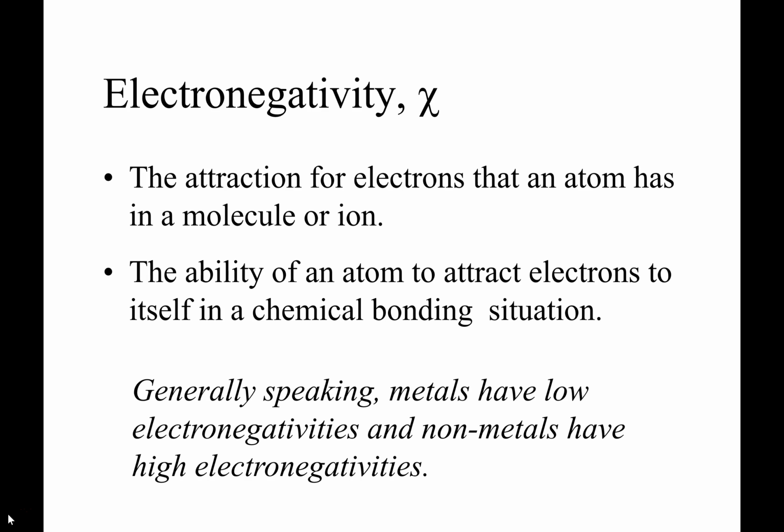And nonmetals in general, and we're going to look at some tables with electronegativity or chi values, tend to have high chi, high electronegativity values. And so they actually will say, give me the electron. So the nonmetals tend to get electrons and become negatively charged. With the low electronegativity values, the metals tend to give up electrons and become positively charged. That's exactly what we saw. Those are just generalities.